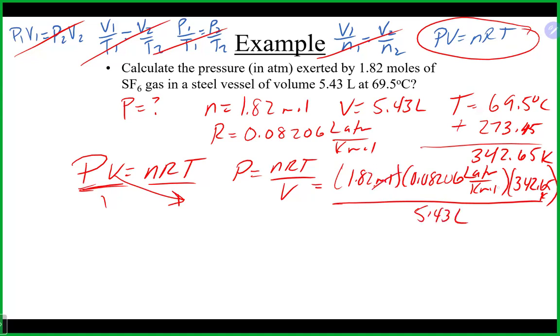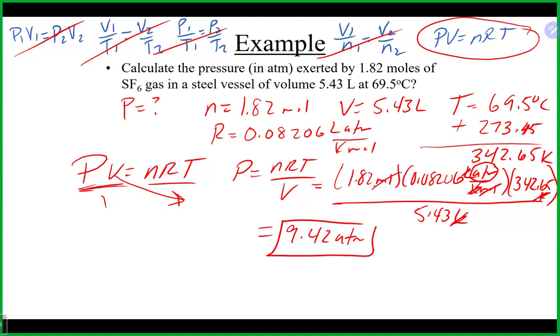In terms of units, moles will cancel, Kelvin will cancel, liters will cancel. So atmospheres is the only unit that is left at this point, which is good. And if we pop some numbers in a calculator, we'll get an answer, and maybe the right answer, we'll see. We end up with a pressure of 9.42 atmospheres in this case. Any questions on that?